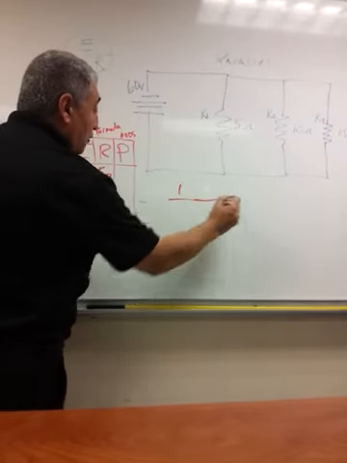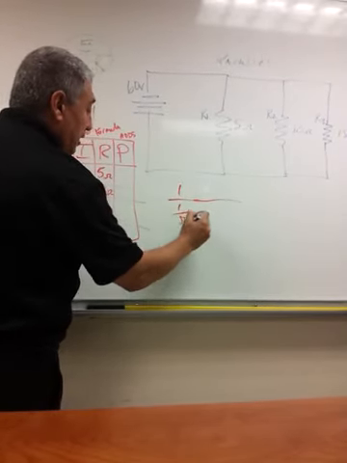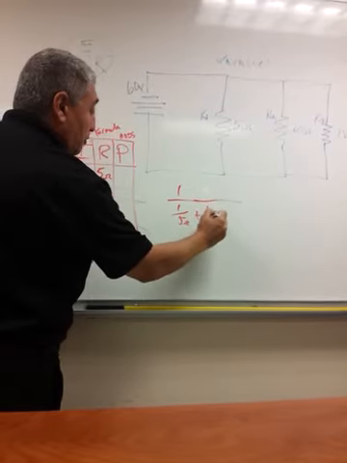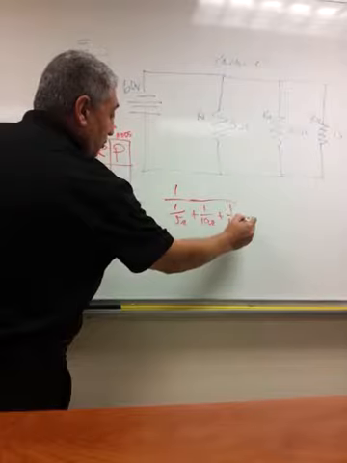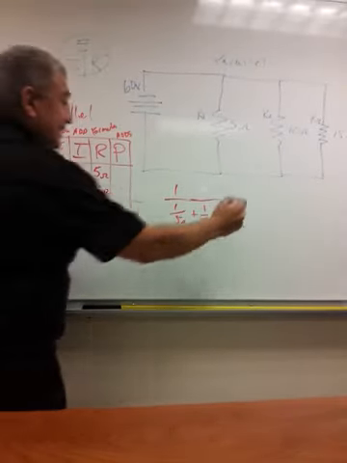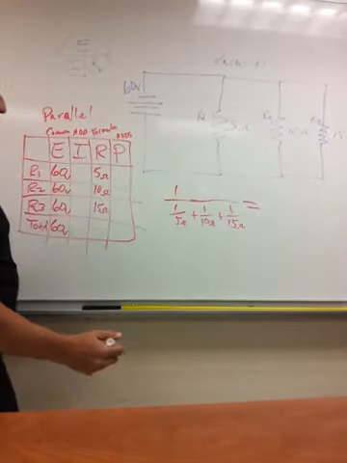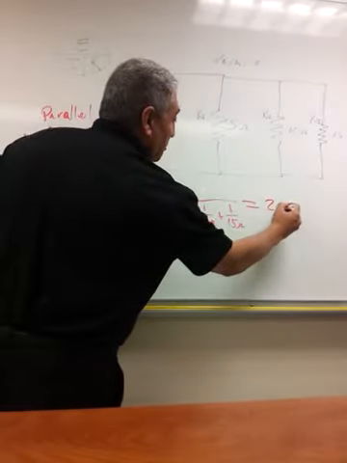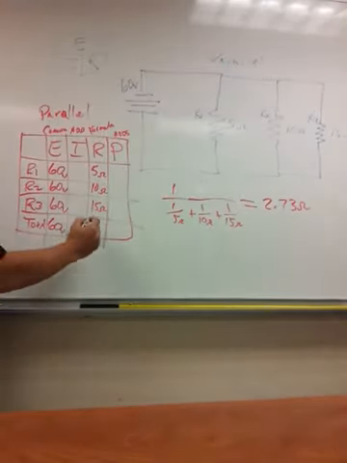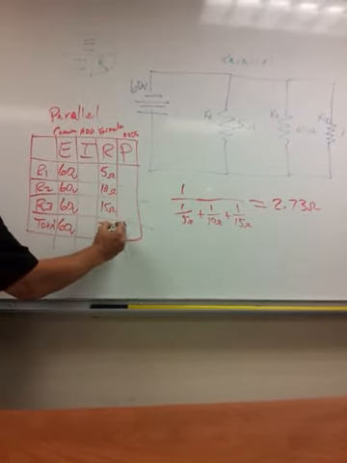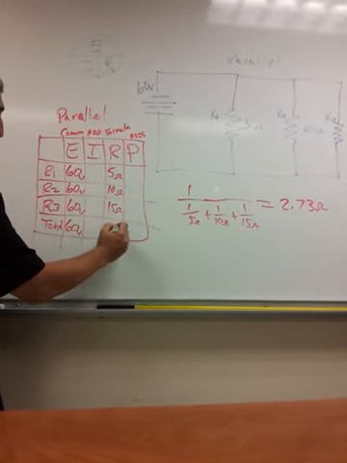And that's 1 over 5 ohms plus 1 over 10 ohms plus 1 over 15 ohms. Our total resistance, therefore, computes out to 2.73 ohms. We can fill that in here as our total resistance, 2.73 ohms.